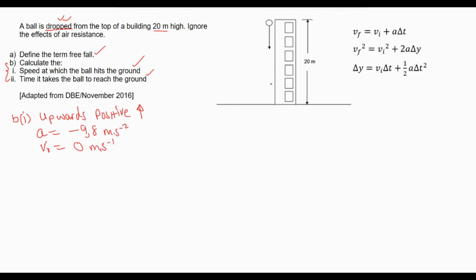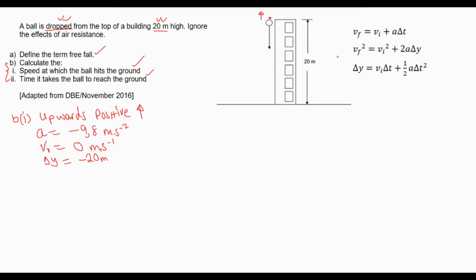And then what is displacement? We're given the height. So displacement is negative 20 meters. Why is it negative 20 meters? Because the starting point is here, isn't it? And then we took the positive direction as upwards. So if it was going up, displacement would be positive, but it's going down. So it's below the starting point. So that's why displacement is negative.